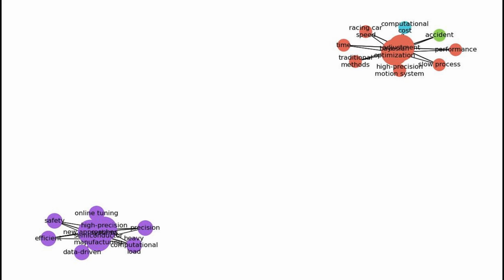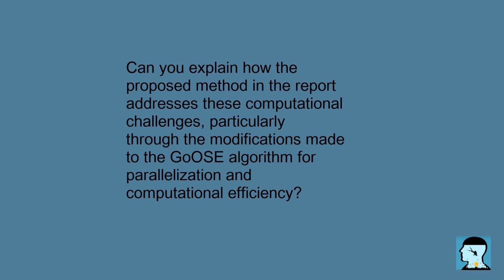To tackle these challenges, new approaches are being developed that focus on being data-driven and more efficient, allowing for online tuning of controller parameters without the heavy computational load. This way, high-precision systems can quickly adapt while ensuring performance and safety, crucial for industries like semiconductor manufacturing, where precision is key. That illustrates the challenges quite well. The need for efficiency in real-time applications is certainly paramount.